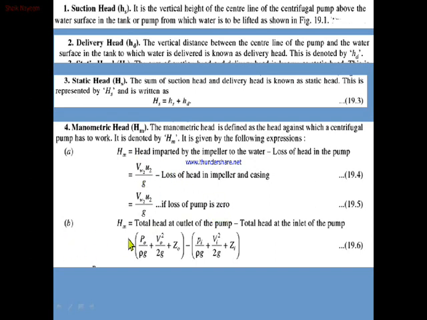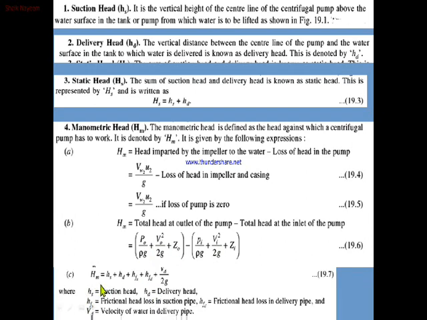The second type: capital Hm is the total head at the outlet of the pump minus the total head at the inlet of the pump. So we can write it like Bernoulli's equation. Then the third one: Hm is the combination of suction head and delivery head. This one is the frictional head loss in the suction pipe. Then this one is the frictional head loss in the delivery pipe, plus Vd, the velocity of the water in the delivery pipe, squared by 2g. So this is how we see the heads of the centrifugal pump.